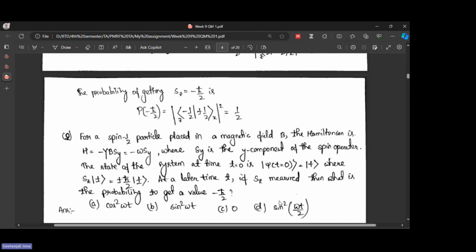So the second question is about the... let us read the second question. It is about a spin-half particle placed in a magnetic field B. The Hamiltonian H is given by minus gamma B Sy, which is equal to minus omega Sy, where Sy is the y component of the spin operator.